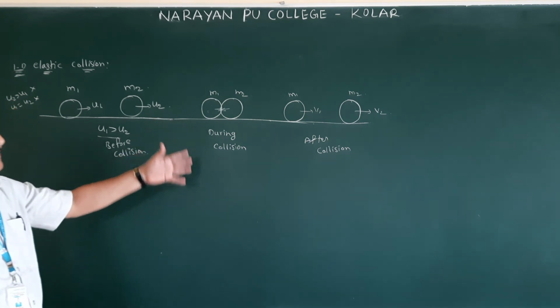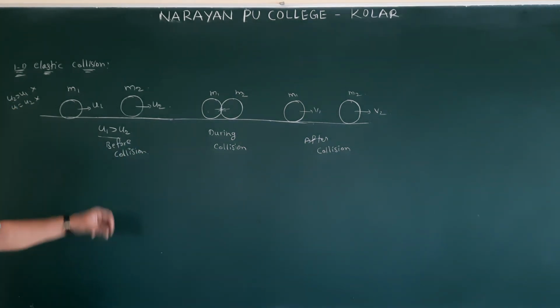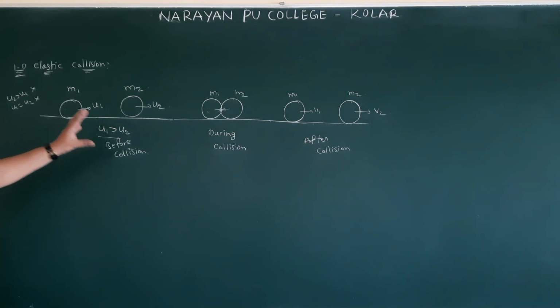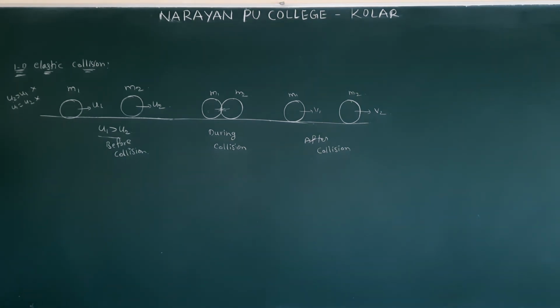Okay, the equations will be more, but the concept is very simple and you just have to apply it. So this is about one-dimensional elastic collision. In elastic collision, what is conserved? We said both momentum and kinetic energy.